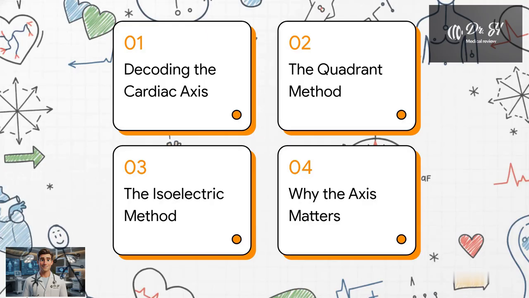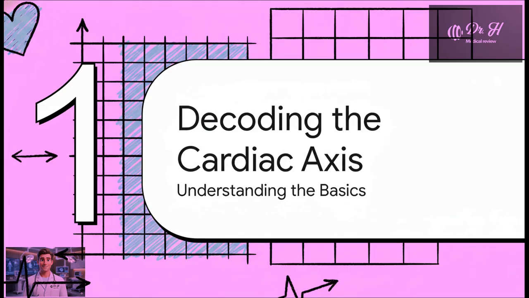So here's our game plan. First, we'll get the basics down. Then, I'm going to show you two powerful methods for finding the axis, a super fast one for emergencies and a more precise one for a detailed analysis. Finally, and this is the most important part, we'll dig into why any of this actually matters for taking care of patients. Okay, let's jump right into section 1.